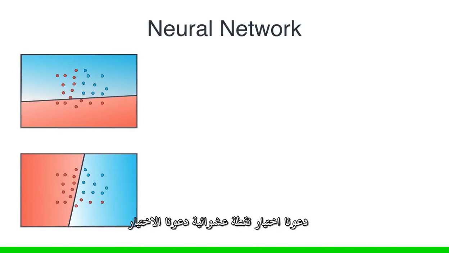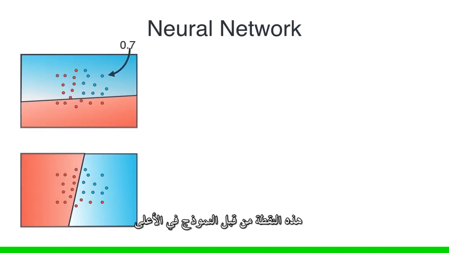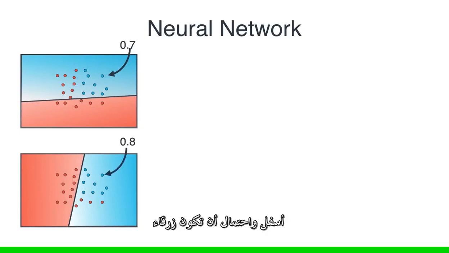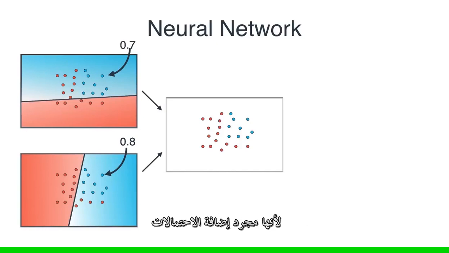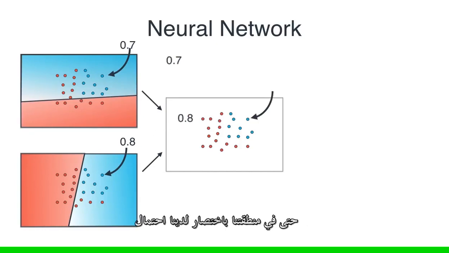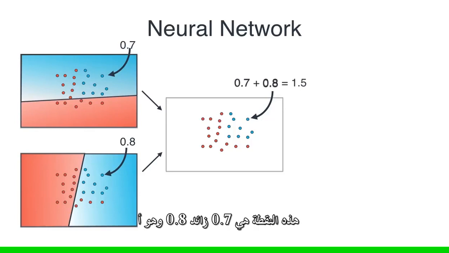Let's pick a random point. So let's pick this point. By the model on the top, this point has a probability of being blue of 0.7. Now we take the same point on the bottom, and the probability of being blue, let's say, is 0.8. So what would be the way to add these two? Well, we can think of it as just adding the probabilities. So in our sum, the probability of this point is 0.7 plus 0.8, which is 1.5.